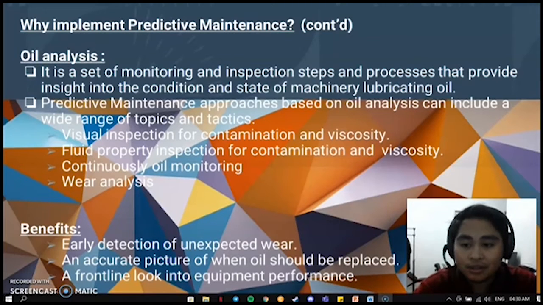As for the benefits, early detection of unexpected equipment wear indicating the presence of potential issues in equipment functionality. Next is an accurate picture of when oil should be replaced, so that oil does not remain in service once no longer effective. Last is a frontline look into equipment performance, since all conditions are closely related to equipment efficiency, wear and effectiveness.